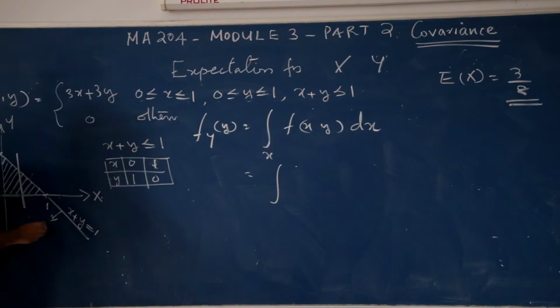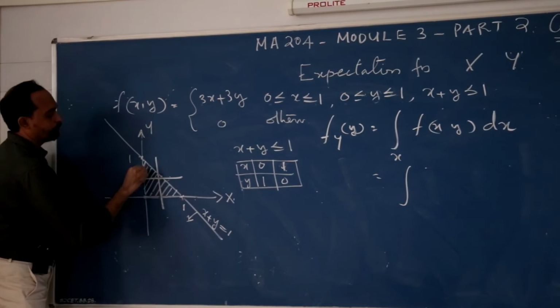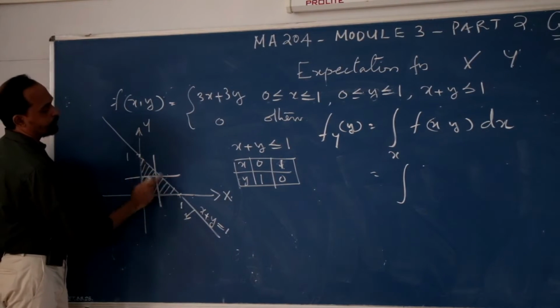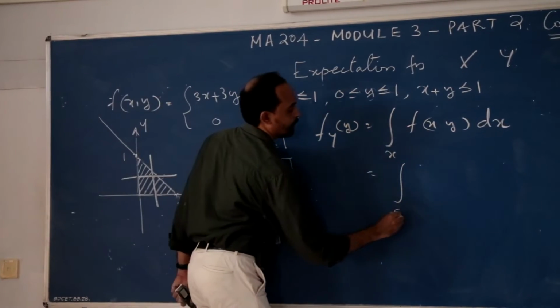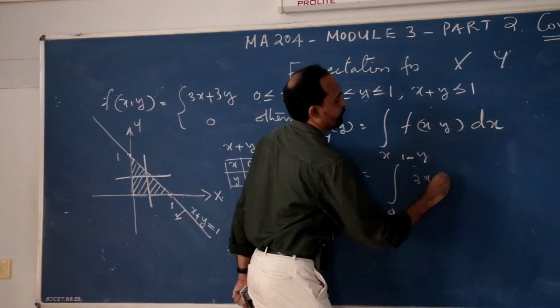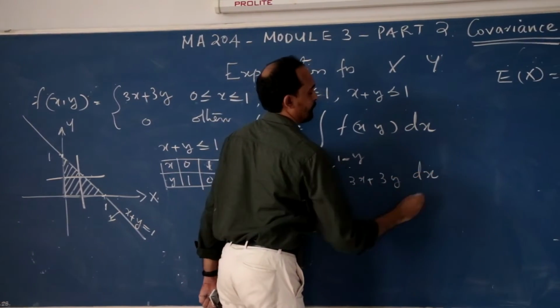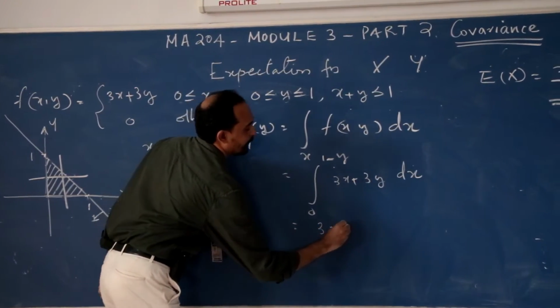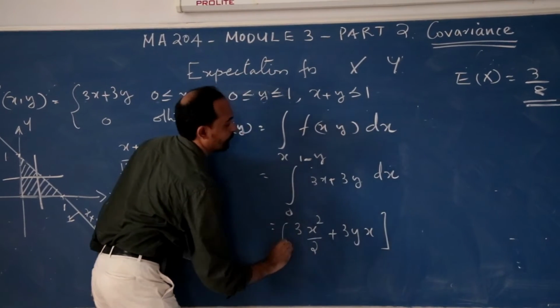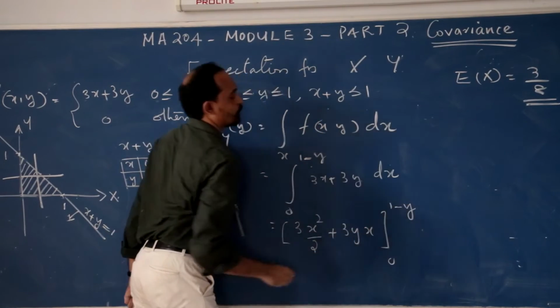Here x varies from where to where? The left point is always 0, the right point is always 1 minus y. So 0 to 1 minus y, 3x plus 3y dx. That is equal to 3x square by 2 plus 3yx, varies from 0 to 1 minus y.